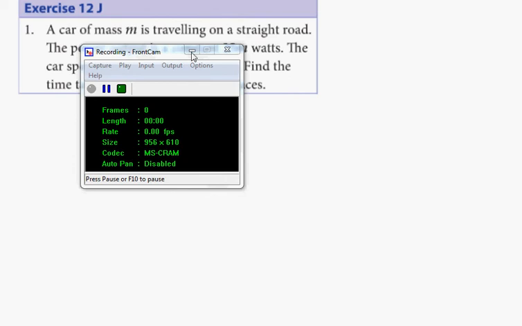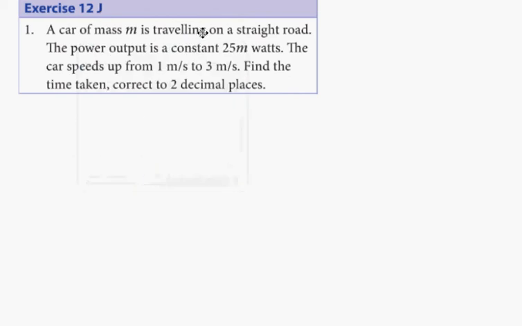What we have here is a car of mass m traveling on a straight road. The power output is a constant 25 m watts. Now, there's a formula for power. Power equals the force that's moving your object and its velocity at the same time. So power equals force multiplied by velocity. Okay, new formula. Now, your force times velocity is therefore equal to 25 m.